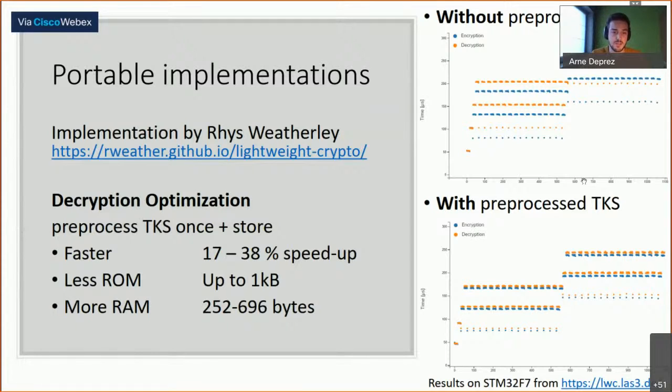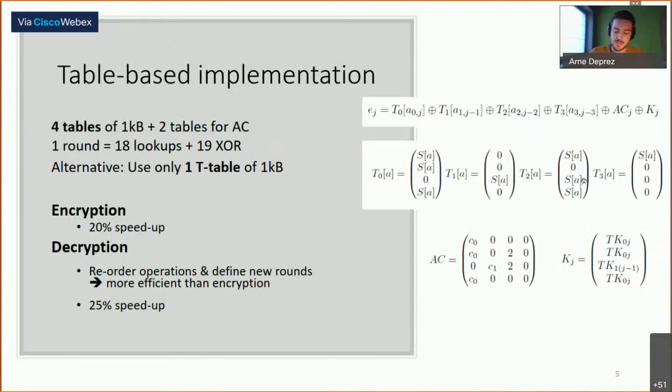Also, the code size is reduced, and the maximum amount of extra RAM that is needed is just below 700 bytes. As you can see from the results of a benchmarking initiative in the figures on the right, we successfully closed a large part of the gap between encryption and decryption. We also made, as I said, some implementations for specific platforms.